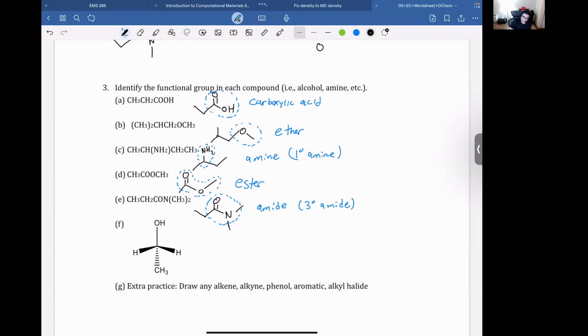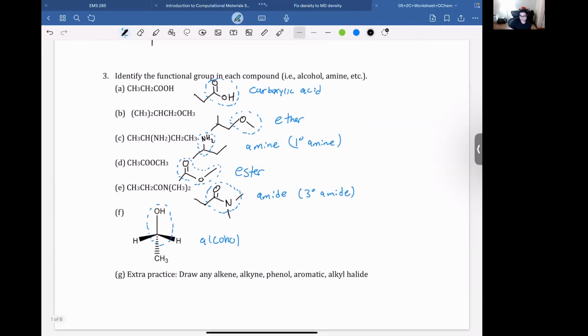F, you have this OH group. This is already drawn out for us. It's the only functional group here. This is an alcohol. And then G, it says draw any alkene, alkyne, phenol, aromatic alkyl halide. I will leave that up to you. I won't draw anything in here.